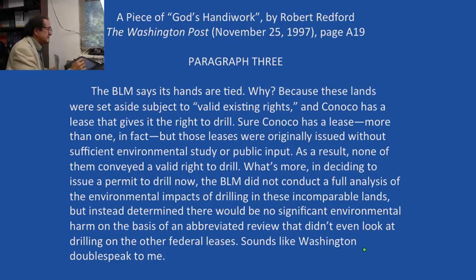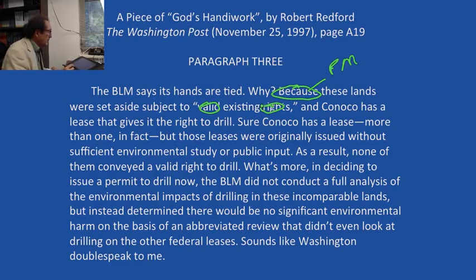The BLM says its hands are tied. Remember, the BLM is the Bureau of Land Management. Why? Because is a premise marker. It's indicating that the sentence after it is a premise for the conclusion that the BLM's hands are tied. Because these lands were set aside subject to valid existing rights. You could say that valid and rights are evaluative terms, but that's not going to matter to our analysis here.